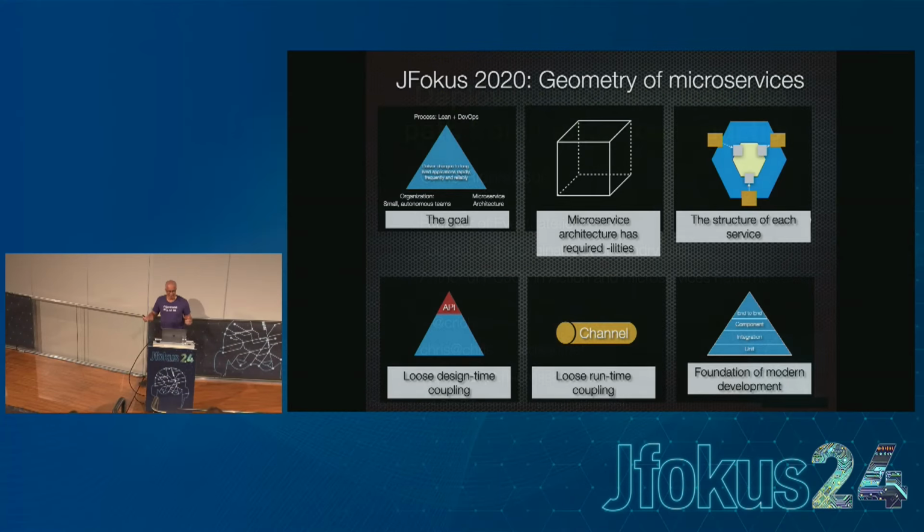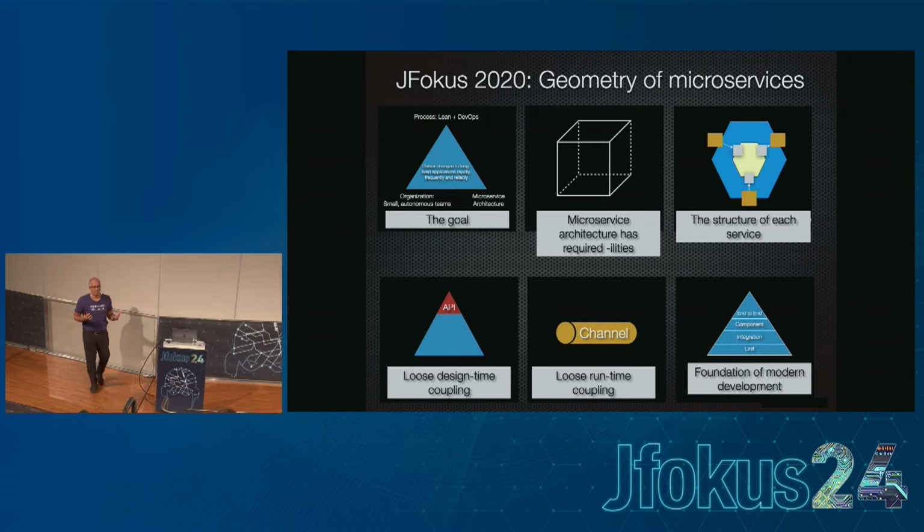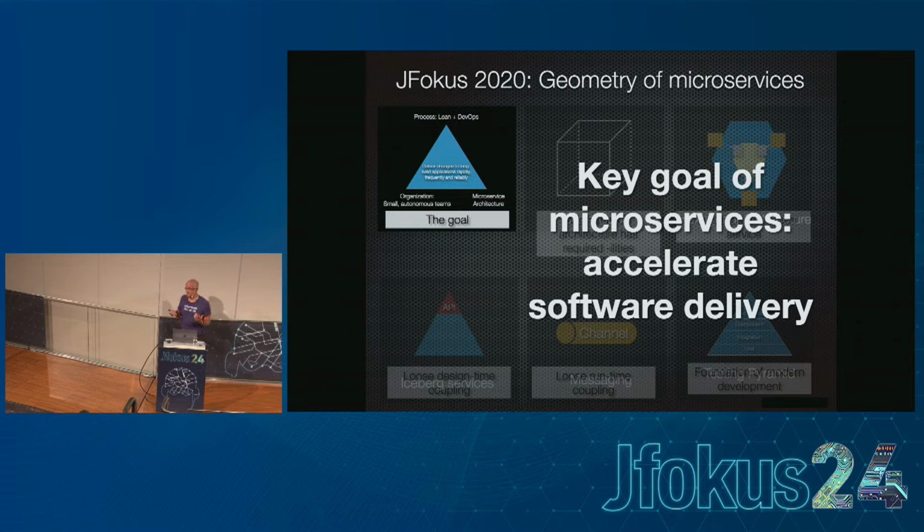Last time I was at JFocus was right before COVID, in 2020. I gave a talk, The Geometry of Microservices, where I used six shapes as visual metaphors for key aspects of the microservice architecture. And one of those shapes was the success triangle.